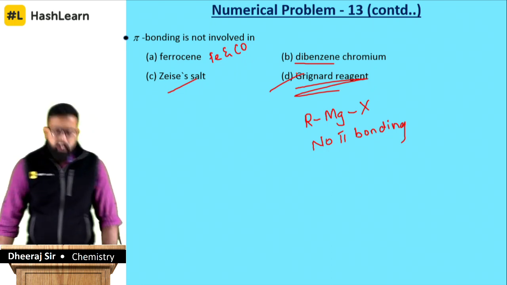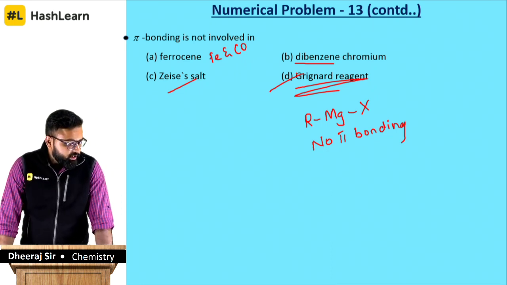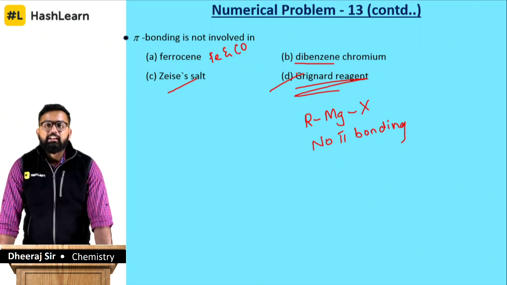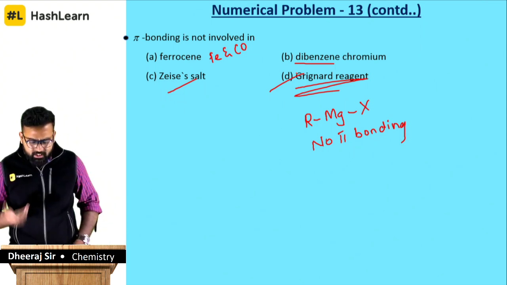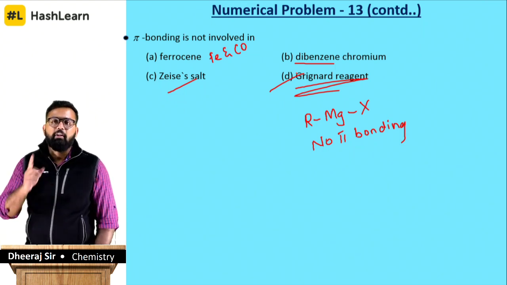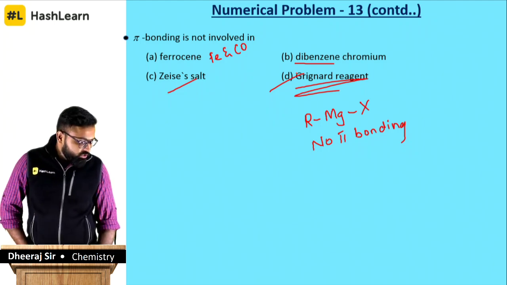Ferrocene, maybe you guys are confused with ferrocyanide, but the answer is Grignard's reagent, which is just RMgX. Where is the pi bonding coming from? Pi bonding means we are talking about the unsaturated compound, double and triple bond. So Grignard's reagent is the answer.